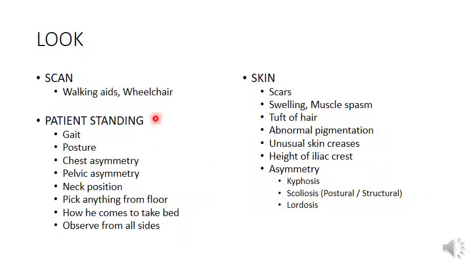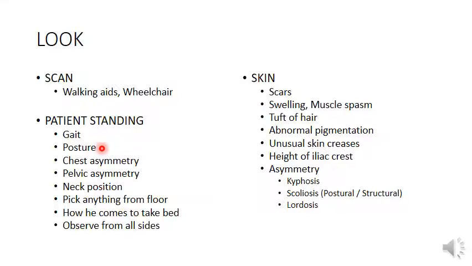In the inspection, we observe the room for any walking aids or any wheelchair. We ask the person to stand up and have a walk and look for any abnormality in the walking, any antalgic gait, or any abnormality of the spinal column when he is taking a walk, and observe the posture when he is standing.